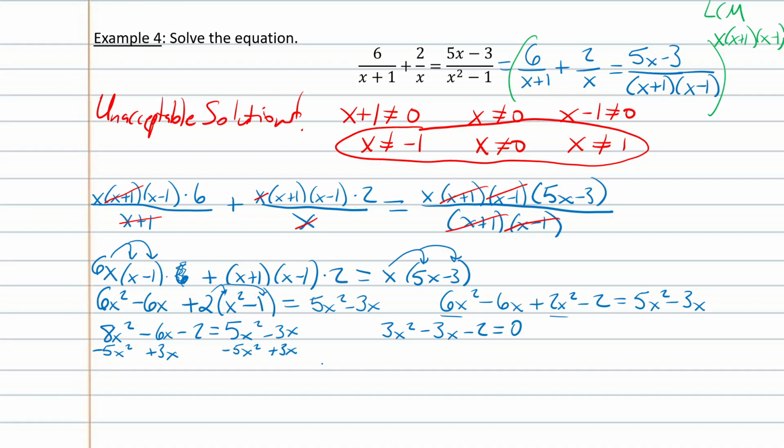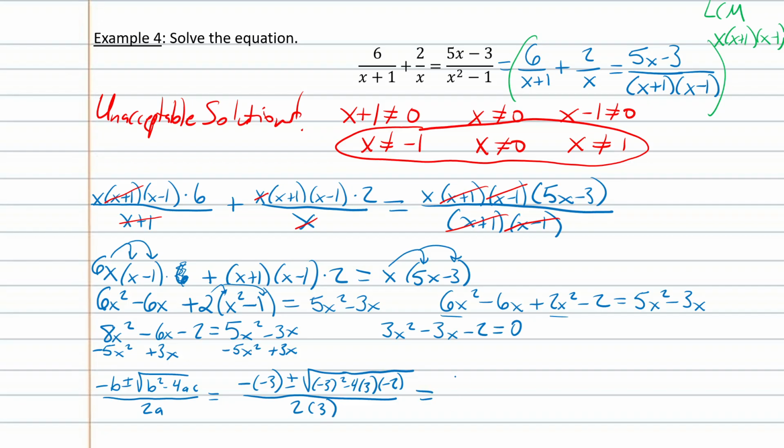So, I'll write that out for you. I'm going to do negative b plus or minus the square root of b squared minus 4ac all over 2a. Okay. This is going to give me negative negative 3 plus or minus the square root of b squared, so negative 3 squared, minus 4 times a, which is 3, times c, which is negative 2, all over 2 times a, which is 3.